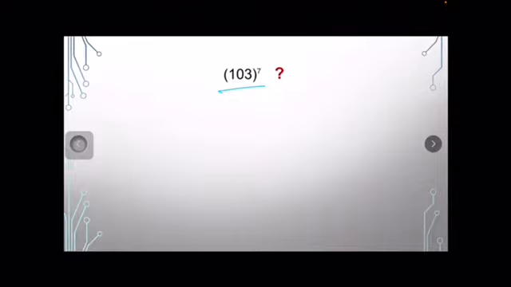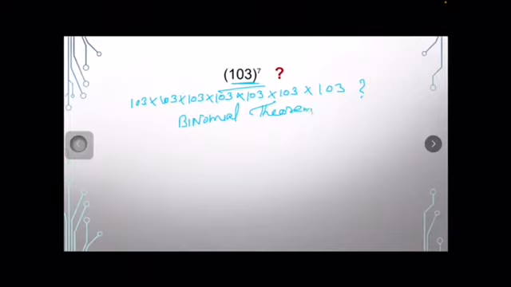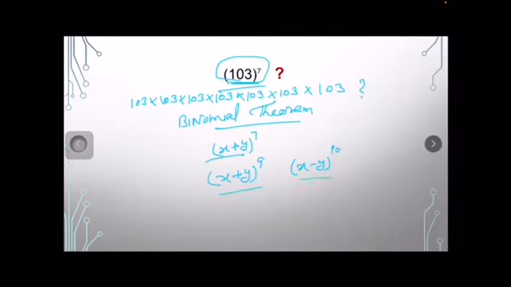So what do you do for this? You would have to do 7 times multiplication, or you use the binomial theorem to solve these types of expressions, right? Suppose we need to calculate x plus y raised to the power 7, or x plus y raised to the power 9, or x minus y raised to the power 10. These types of expressions you can solve easily by the binomial theorem.